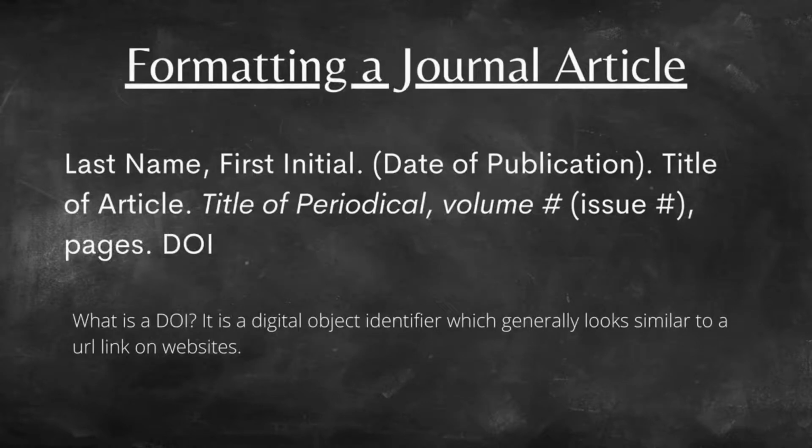If you're formatting a journal article, so anything from a periodical and that kind of thing, what you would do is the last name, comma, first initial, period, the date of the publication in brackets with a period, the title of the article, and then the title of the periodical and the volume number is what gets italicized. The issue number gets put in brackets. And then you put a comma and any pages that you used within that article. And then you give the DOI.